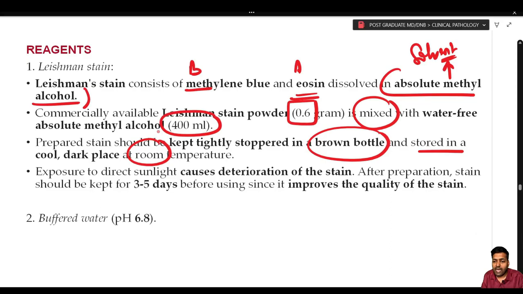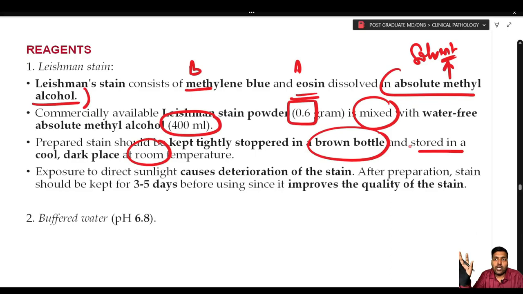Ideally, whatever Leishman stain is made, it should be filtered twice. After you filter it twice, you should keep it in the incubator for 7 days before you make the first usage of it, because once you keep it in the incubator at 37 degrees, the Leishman stain is properly ripened. There is a ripening of the Leishman stain which takes place in the incubator. This is a very, very important point. If you have made the Leishman stain, then you will remember and recall. Nowadays ready-made Leishman stain is also available, or you can make it yourself as well. I have done both of them, so I'm just sharing my experience with you.